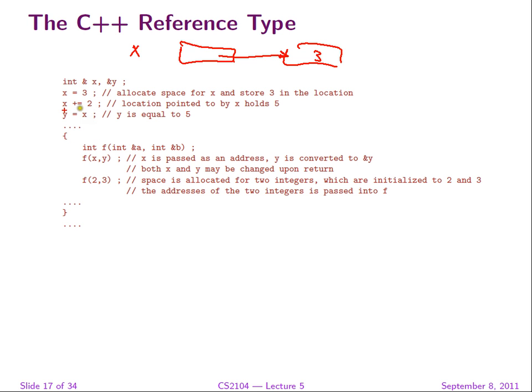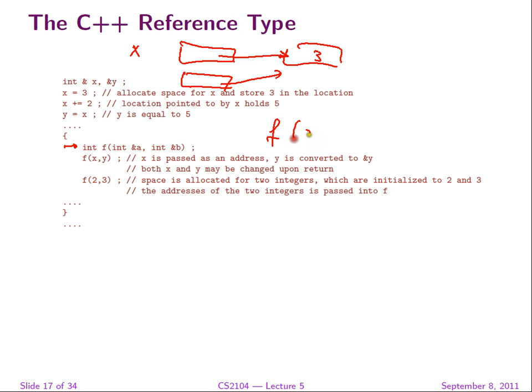And y equals x will actually produce this. So now, if I assign to y, I also will change x. So there's sharing. There's not two separate locations. Any assignment to x will change y, any assignment to y will change x. The more interesting aspect is when we call functions, right? When we call a function that is declared like this, and I call f of x and y, they will be passed automatically as addresses, even though x and y may not be addresses.